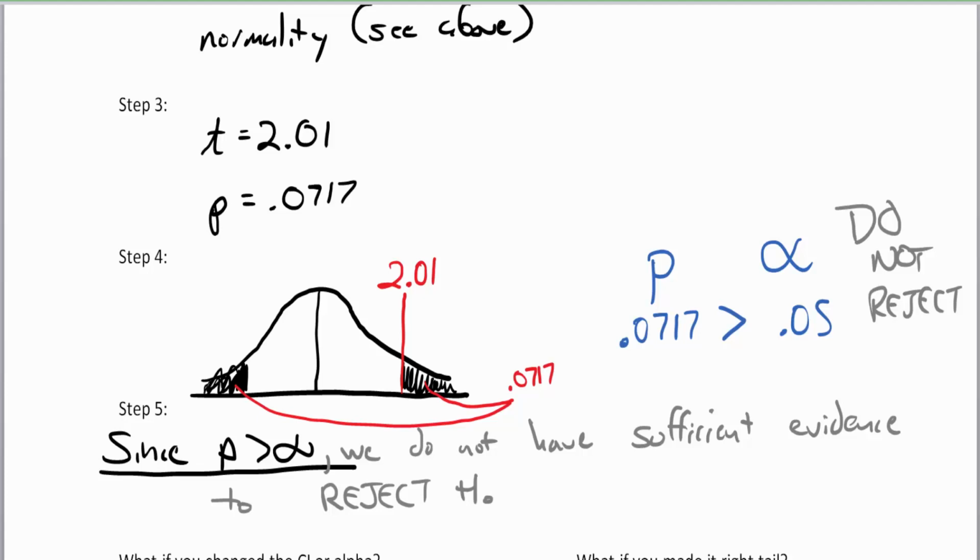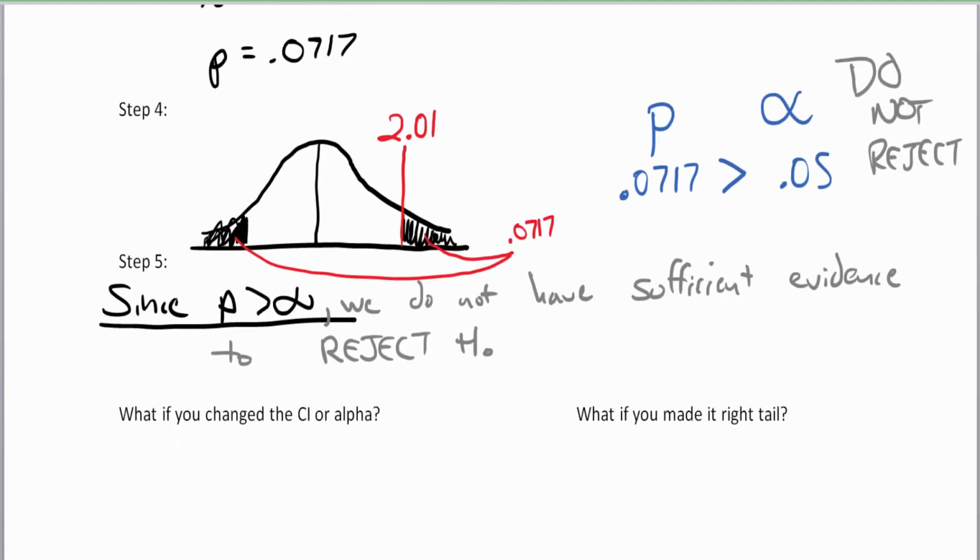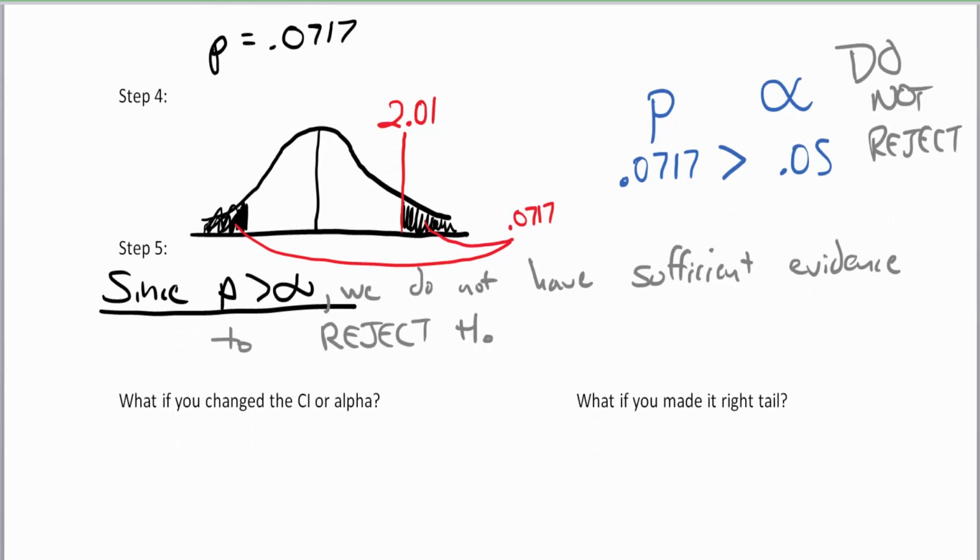Okay, here's something that I want to talk to you about. What would happen if you change the confidence interval or alpha? So what if we just say, instead of an alpha of 5%, what if we said we want alpha to be 10%? Well, now the p, which is 0.0717, and the alpha, which is now 0.10, now we have a different conclusion, right? By just changing the alpha, I can get the result I want.